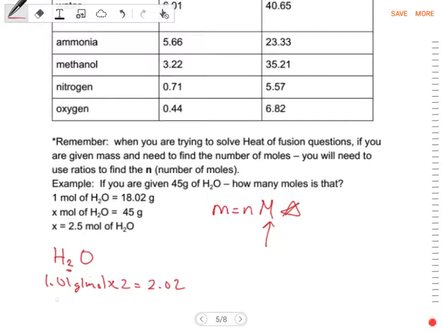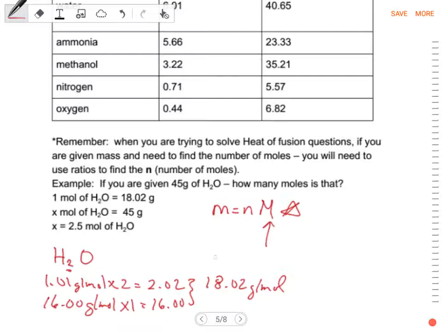Then we have an oxygen. The atomic molar mass of oxygen is 16. We only have one of those. So in total, our molar mass of water is 18.02 grams per mole. So you have to really be careful here.